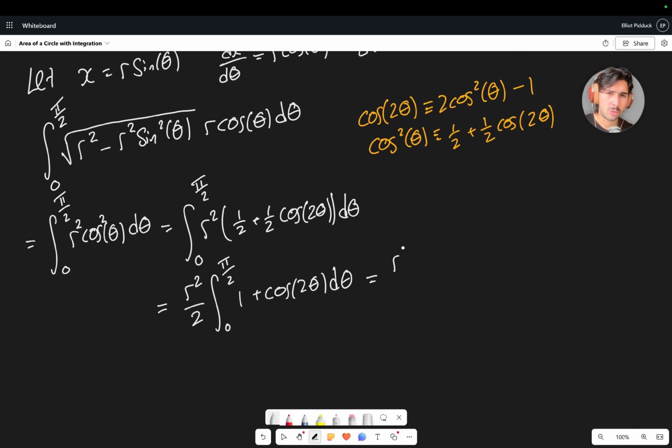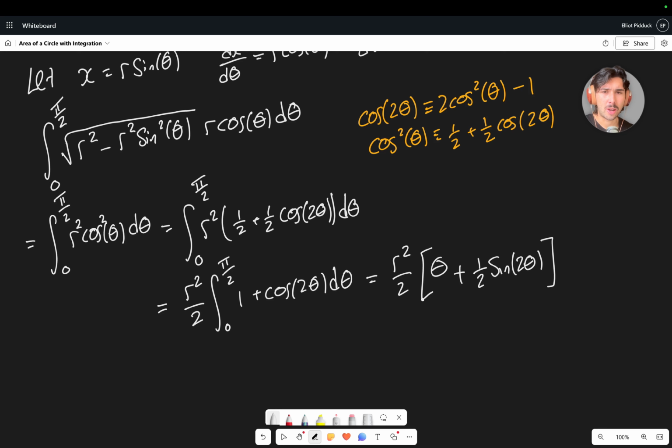Okay, and then this is equal to r squared over 2, and then now we can integrate. So the integral of the number 1 is theta, and the integral of cos 2 theta, let's think about that. It's definitely going to involve a sine 2 theta. It's definitely going to involve a 1/2. If you differentiate sine, you do get positive cos. So cos integrates to positive sine, so that will be a plus there.